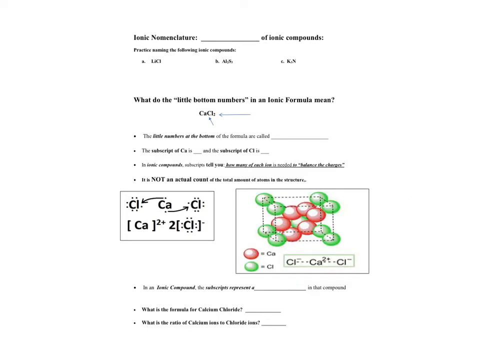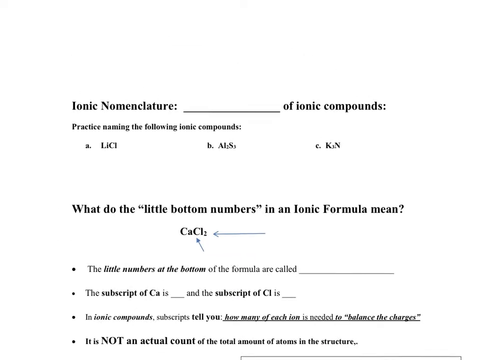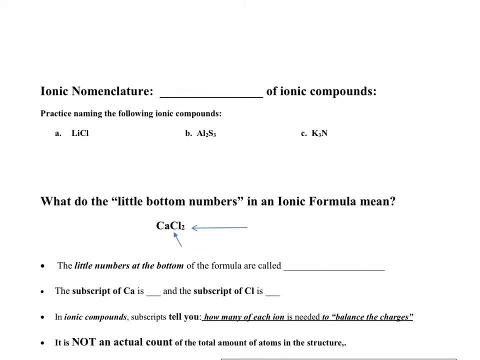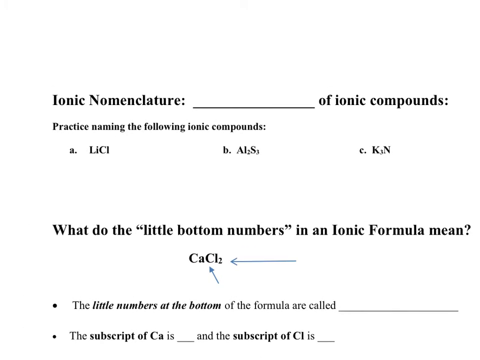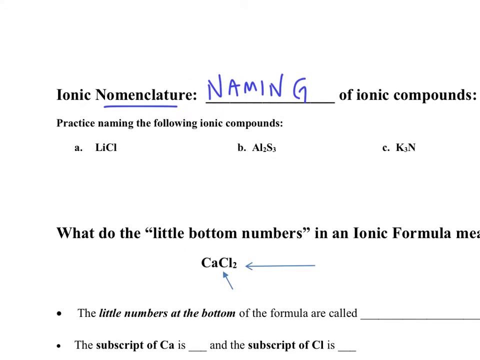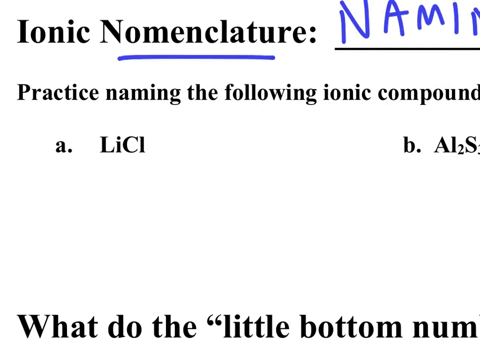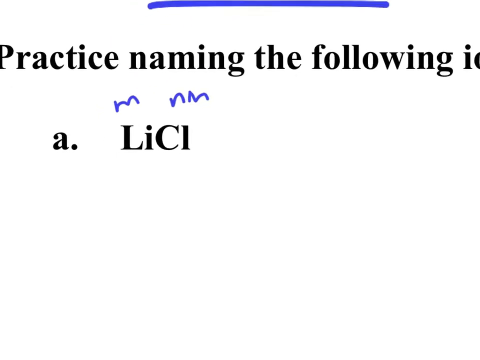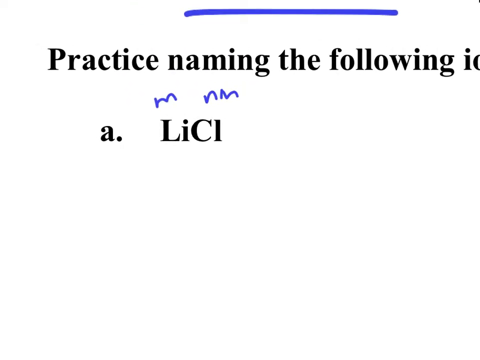All right, and the last part of this is how to name these ionic compounds. So nomenclature is just a fancy word that means naming. So ionic nomenclature is referring to the naming of ionic compounds. So let's look at our first example. Okay, we always list the full name of the metal, and we add IDE to the nonmetal. So the first element here is lithium. It's my metal. So lithium. And then chlorine loses the INE and becomes chloride.